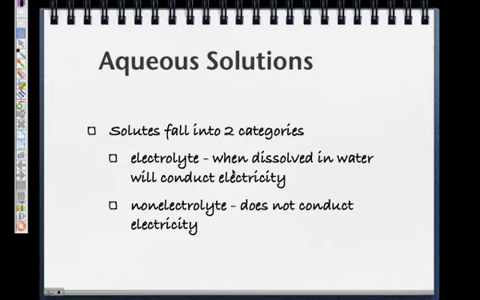So the solutes can fall into two categories. It can be an electrolyte or non-electrolyte. If it's an electrolyte, when it's dissolved in water, it conducts electricity because it has split into its ions. And so it can conduct electricity. A non-electrolyte does not conduct electricity. And you can have weak or strong electrolytes, showing how easily it can conduct electricity. Why does salt dissolve? Because it's polar, and so water will kind of pull it apart.